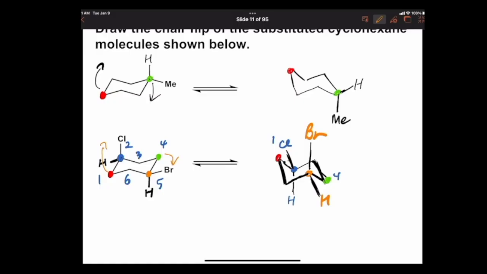The most important thing is the relative position of those groups must remain the same. They are 4 atoms away. And we start, chlorine is axial, bromine is equatorial. Its ring flip must have those in opposite positions. So there isn't sort of a one and done.